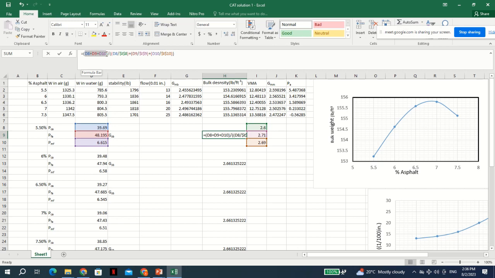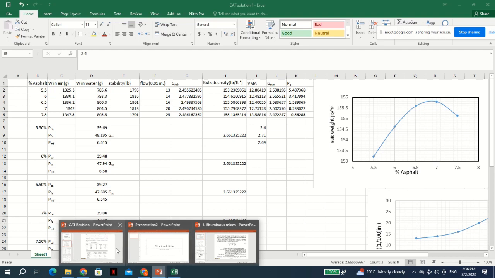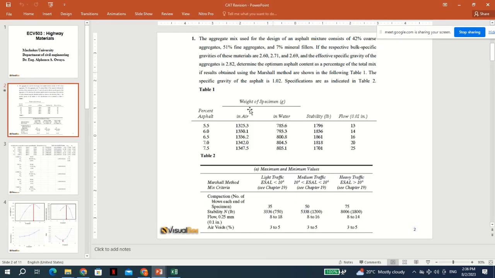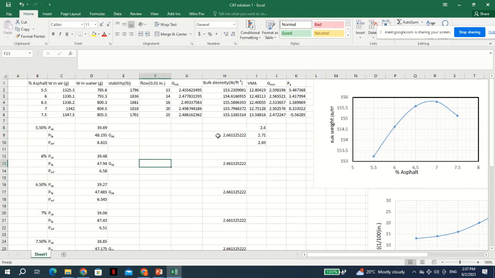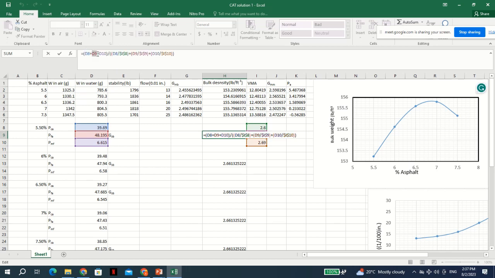So this is PCA plus PFA, and then PMF, over each. PCA is divided by the individual bulk specific gravity, which we have determined here. These ones have been provided for us in the equation as well. The bulk specific gravity is 2.6, 2.7, and so on. So this is PCA, PFA, and PMF: the coarse divided by the specific gravity of coarse, the fine over the specific gravity of fine, and the percentage of filler over the specific gravity of the filler.